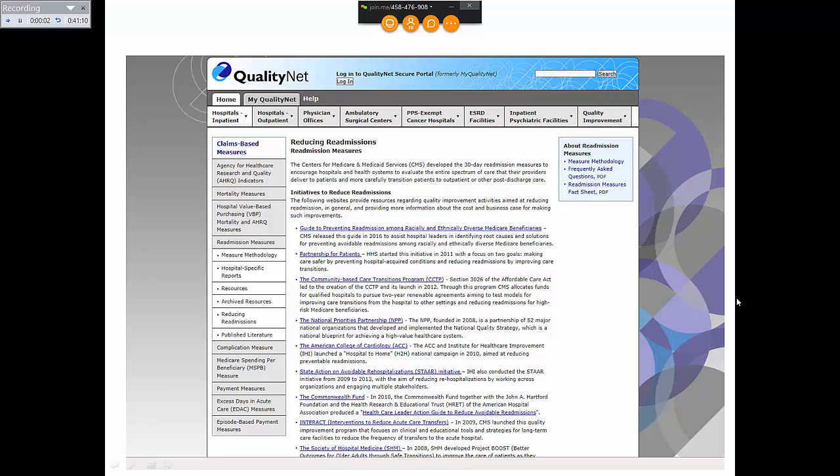Now, CMS has also introduced reducing readmissions. They have measures. Again, it's a quality net program. It's free for everyone from CMS. I just like it because they have put in so much community-based transitions care programs that the hospitals can look at, not only for CHF, but for pneumonia, for MI.